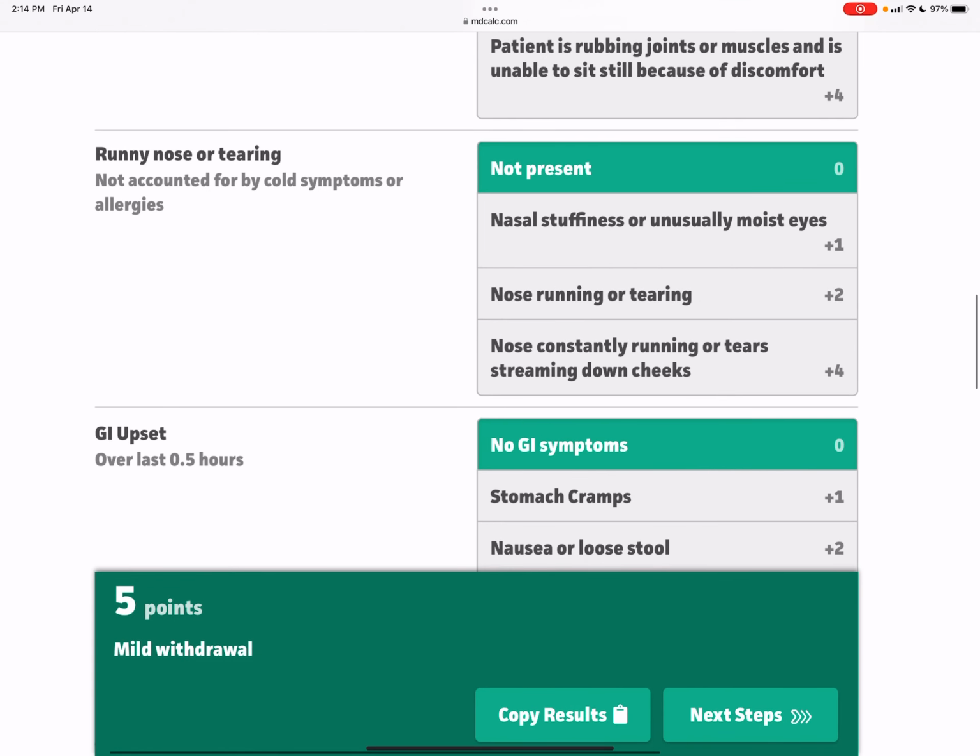Runny nose, you can't account for this with cold and allergy symptoms. So if you're having cold and allergy symptoms, we're going to have to cut the score out, or you take your cold and allergy medicine that normally works, and then we see what the score is at that point.